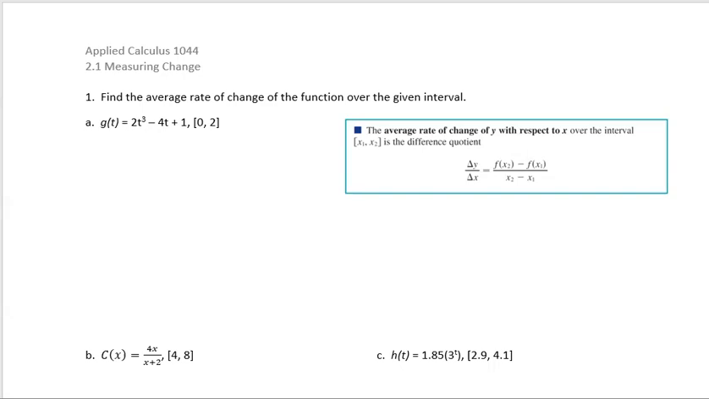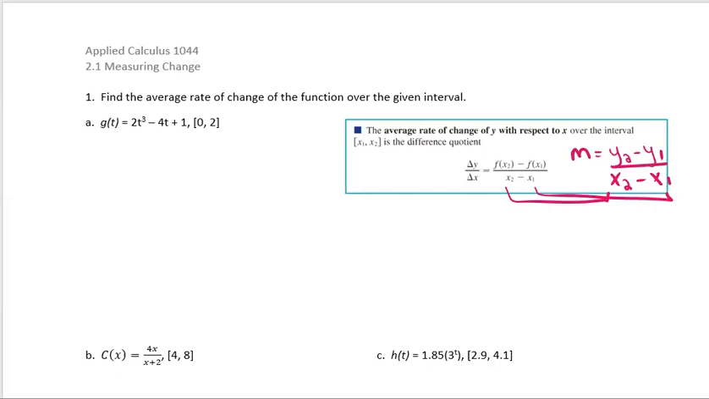Find the average rate of change of the function over the given interval. The first thing that we need is to recognize the average rate of change formula. It looks very similar to the slope formula. Remember the slope formula? We had that m equals y2 minus y1 over x2 minus x1. It looks very similar. Here we have x2, here we have x1.